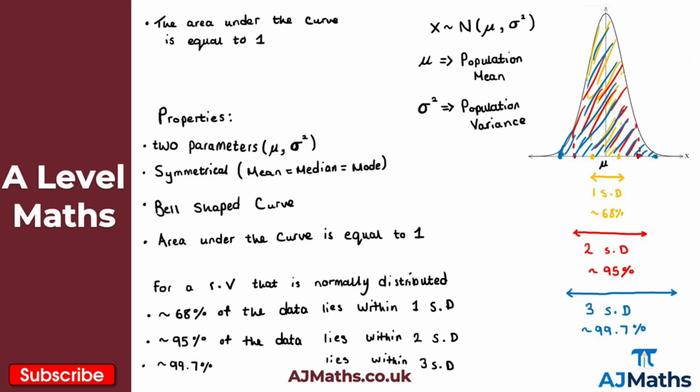I hope that seems quite intuitive, not particularly the numbers as such, but the idea that obviously if we increase the standard deviations, we're capturing more of the data. So 1 standard deviation, approximately 68%, 2 standard deviations, approximately 95% of the data, and then finally for 3 standard deviations, that's pretty much all of the data, approximately 99.7%.